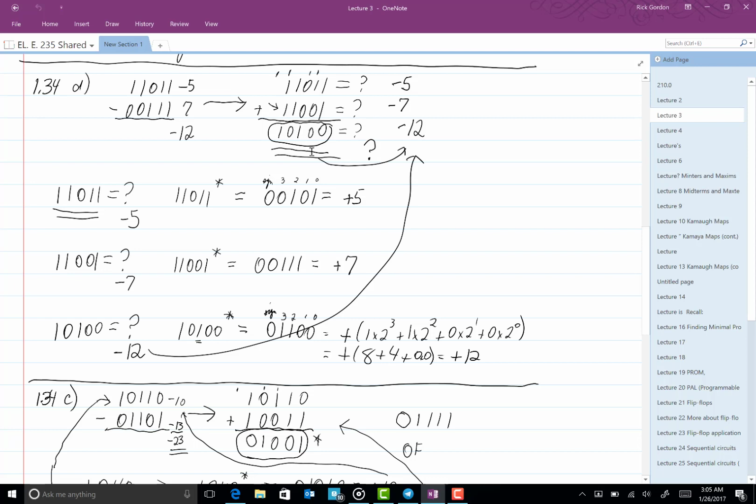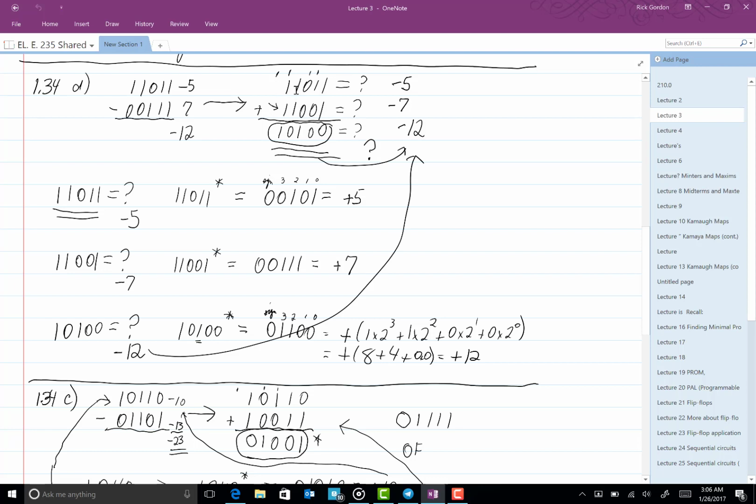Now, this should be the final answer, but the only remaining idea that we need to check is the following. Do the two numbers that we're adding together have the same sign? If they don't have the same sign, then we're done. We don't have to worry at all. But if the two numbers are either both positive or both negative, then we need to check one more thing before we're done.